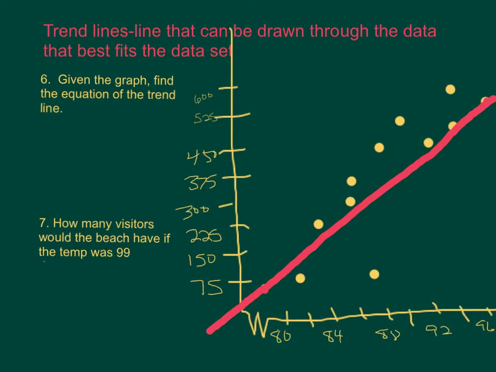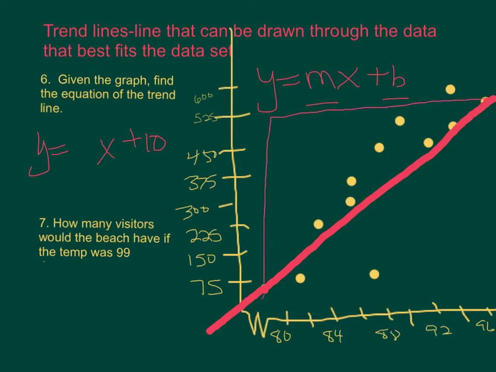Now we know the y-intercept is pretty close. Let's say it could be about 10. First, if you remember, the equation of a line is y equals mx plus b, where b is the y-intercept and m is the slope. So my y-intercept, I'm going to say, is 10. So y equals, now we have to find the slope. Slope, remember, is rise over run. So we're going to draw a line and find the rise over run.